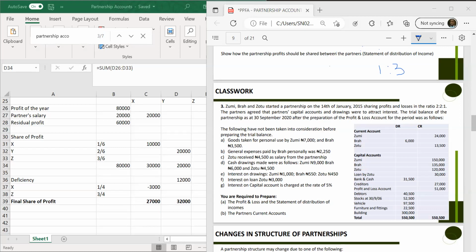Okay, so let's look at it together. So we are to provide what? First of all, prepare the income statement. Once we are done with the income statement, we'd also do the partners' current account, the distribution of the account. Then we'll do the current accounts of the partners. We'll do the current accounts.